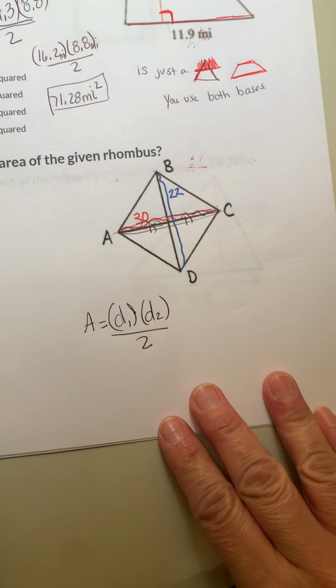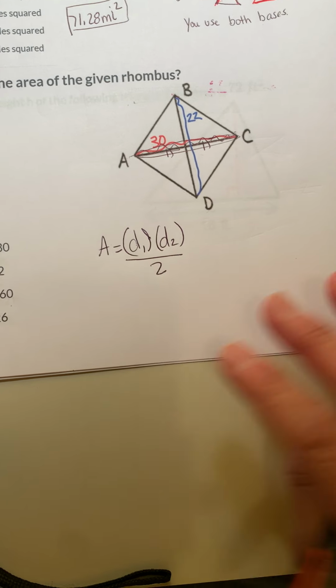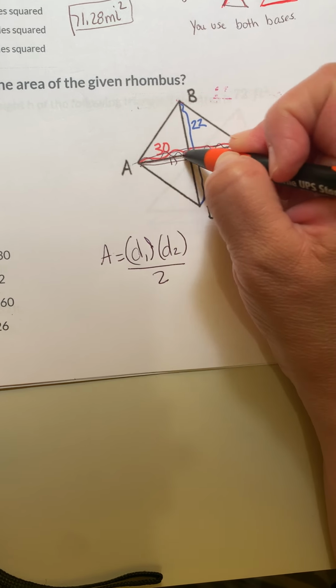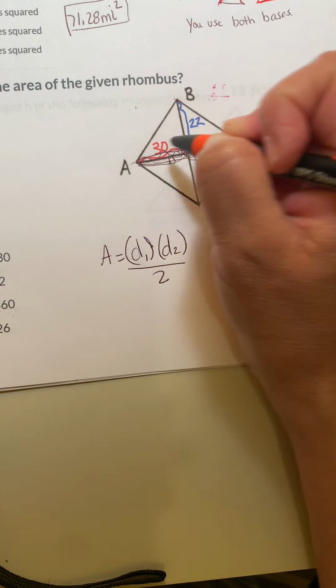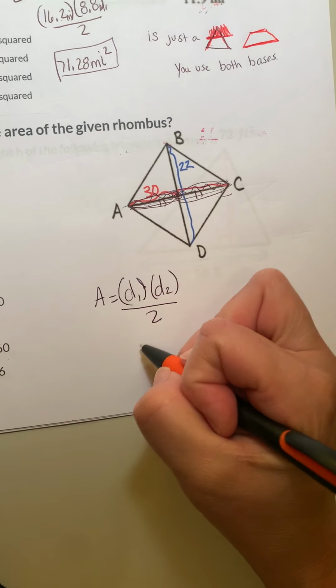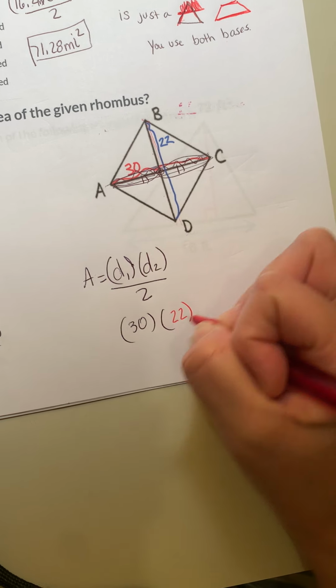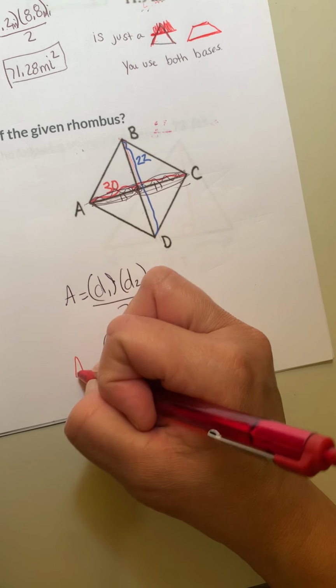Okay, so let's see. I'm sure you can see this. My first diagonal is 30, so it's 15, this is 15, so 15 and 15 is 30. So I'm going to put 30 times my diagonal. My second diagonal is this one here. The whole thing is 22, so that means this is 11 and 11, so I'm going to put 22 divided by 2.